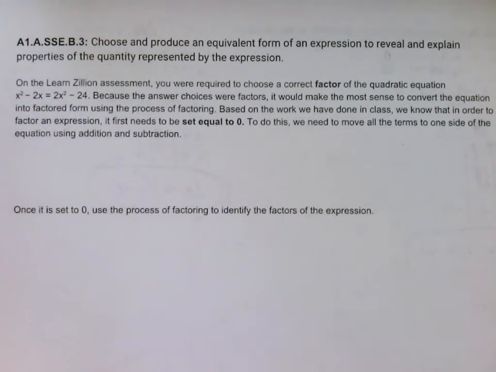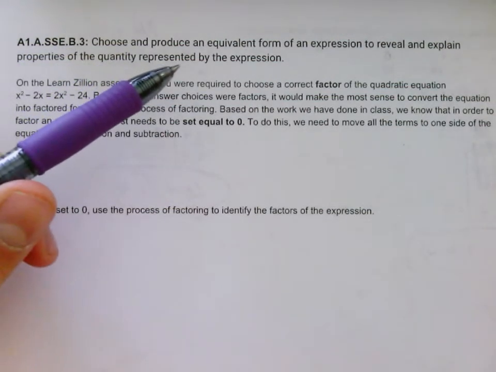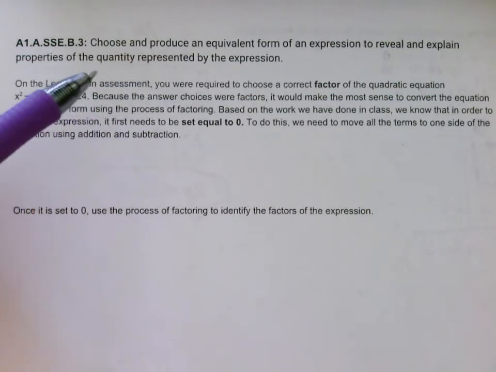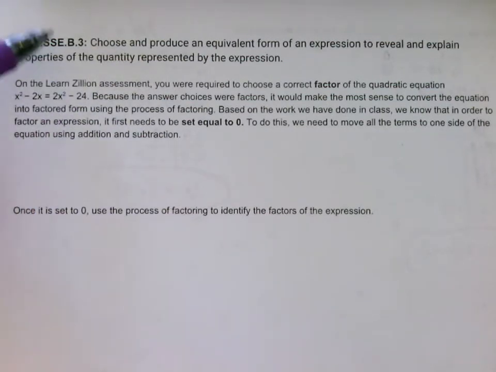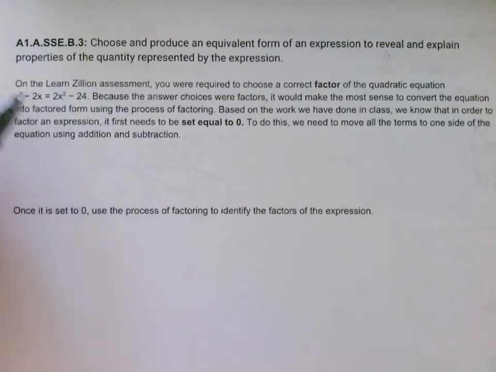Today's standard you're going to be working on is ASSE B3, and you're working on choosing and producing an equivalent form of an expression to reveal and explain properties of the quantity represented by the expression. This standard showed up on the Learn Zillion assessment when you were required to choose a correct factor of the quadratic equation x squared minus 2x equals 2x squared minus 24.